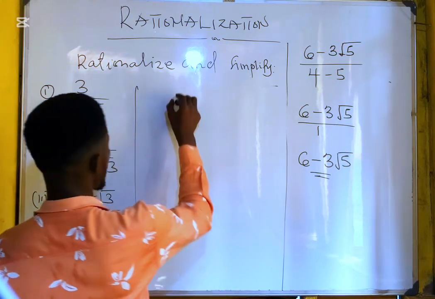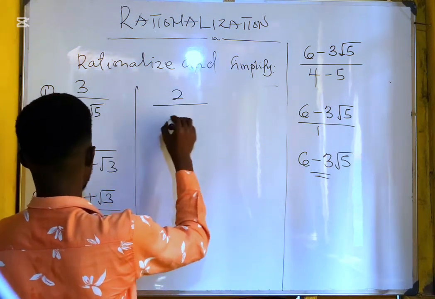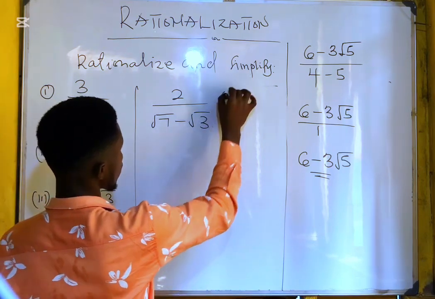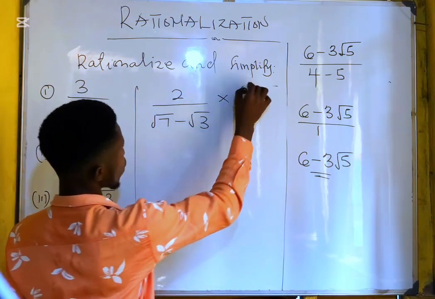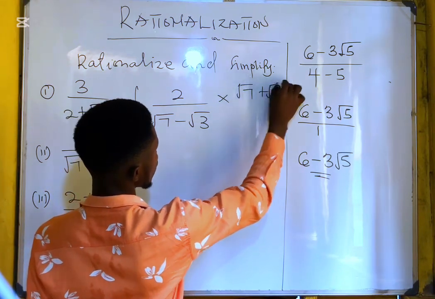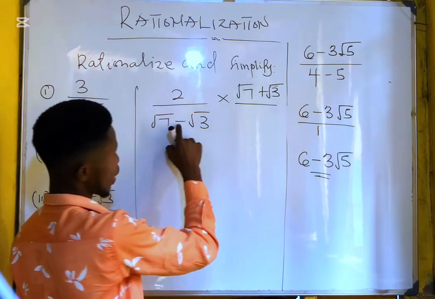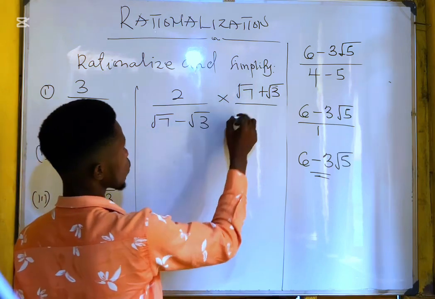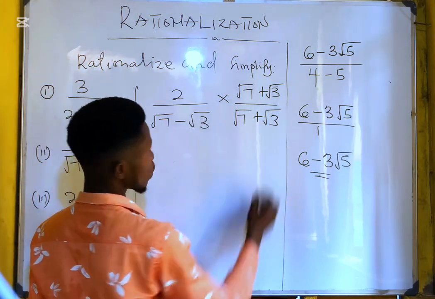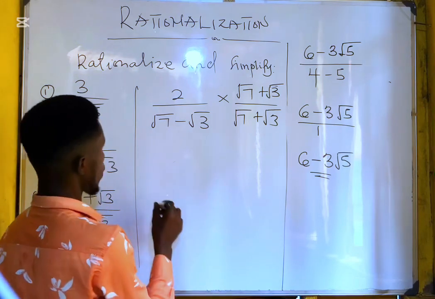The second one is 2 over root 7 minus root 3. So here too, you conjugate. So I'm going to have root 7 plus root 3. This is minus. When I'm conjugating, it becomes positive. Root 7 plus root 3. Is that okay? So I'm going to do the multiplication.